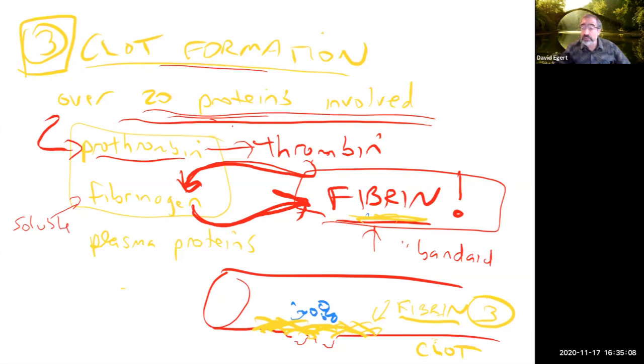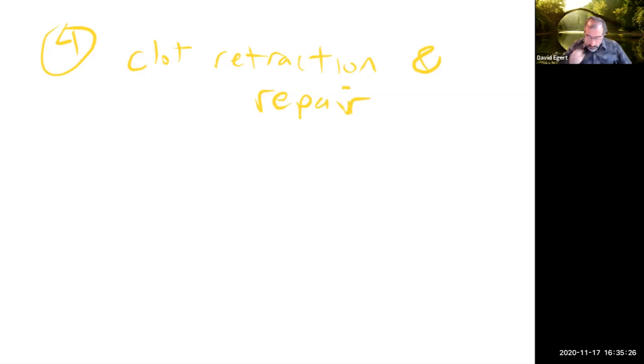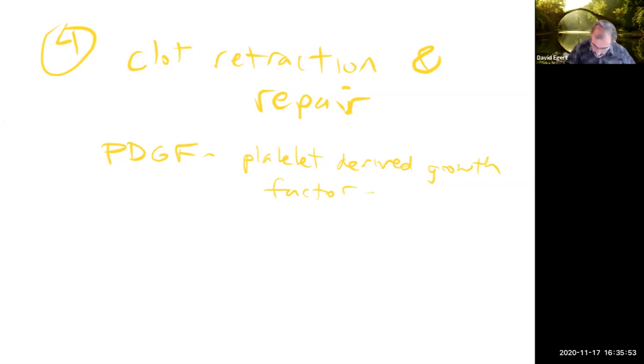The next steps are gonna be about healing and repairing. Step four will be what we call clot retraction and repair. In clot retraction, there's actually contractile proteins that pull things together, kind of squeeze the fluid out of the clot. And we have what's called PDGF, platelet-derived growth factor, which basically heals the connective tissue and epithelial tissue. It's what it sounds like, growth factor. It helps promote the growth and healing of the actual vessel.